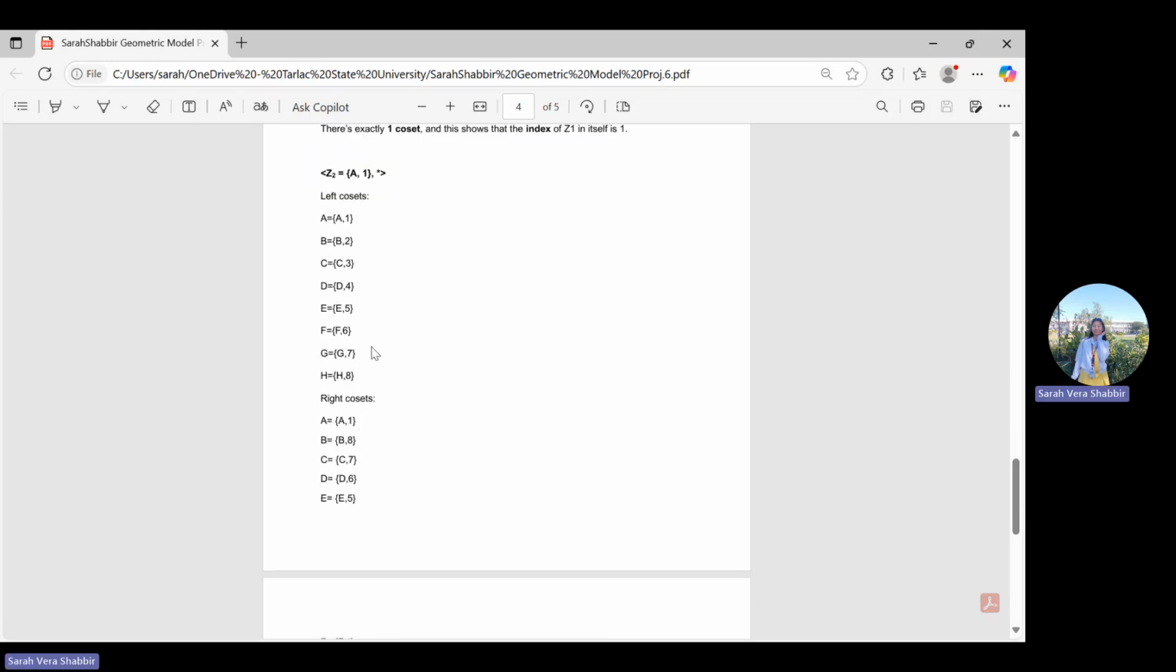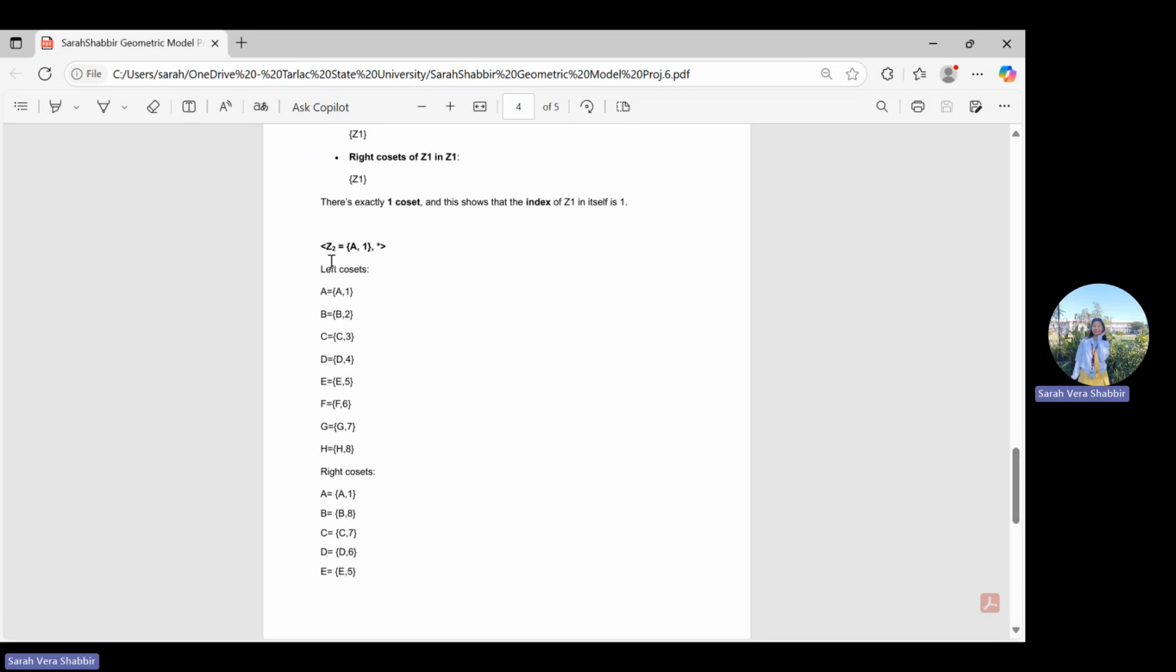Now let's check the other cosets or other subsets. We have here C sub 2, A and 1. The left cosets are: A is equal to A and 1, B is equal to B and 2, C is equal to C and 3, D is equal to D and 4, E is equal to E and 5, F is equal to F and 6, G is equal to G and 7, H is equal to H and 8. And we have here the right cosets: A is equal to A sub 1, and so on and so forth.